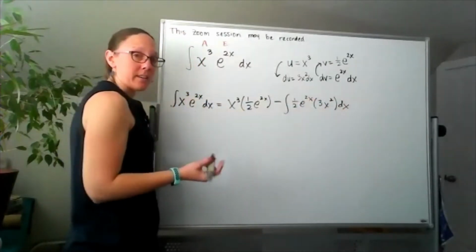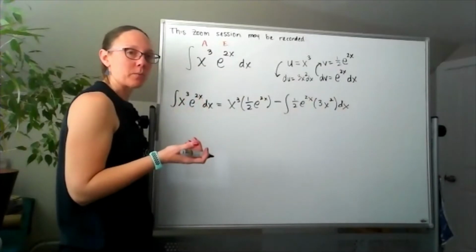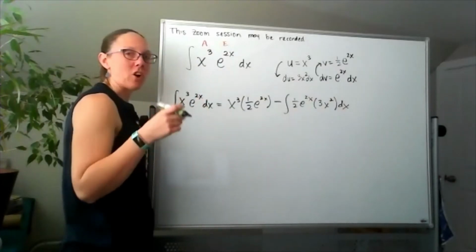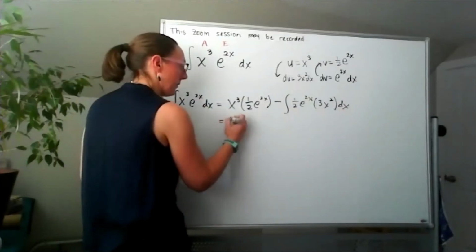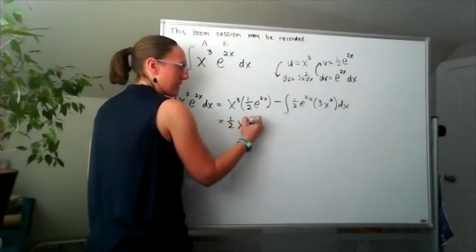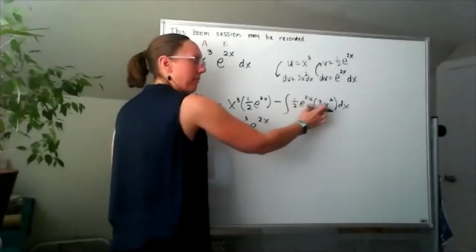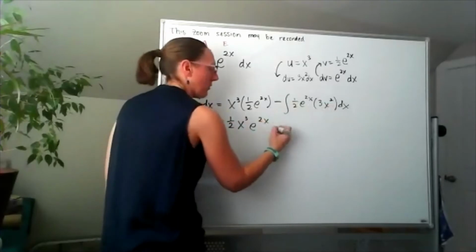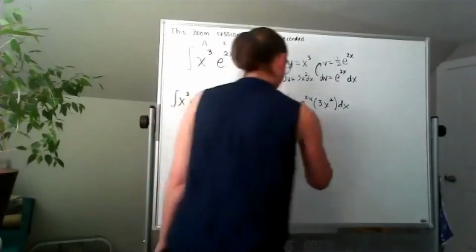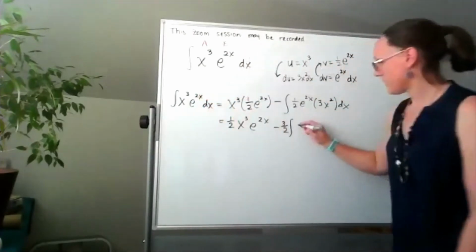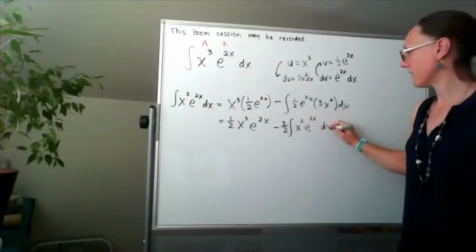I'm going to pause, rewrite everything neatly, because one of the hardest things about integration by parts is keeping track of all of the constants and negative signs. So I've got 1/2 x cubed e to the 2x. I've got a 1/2 and a 3, so I'll pull both of those out and have -3 halves times the integral of x squared e to the 2x dx.